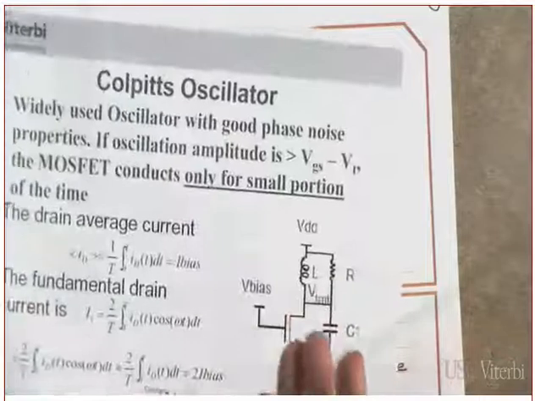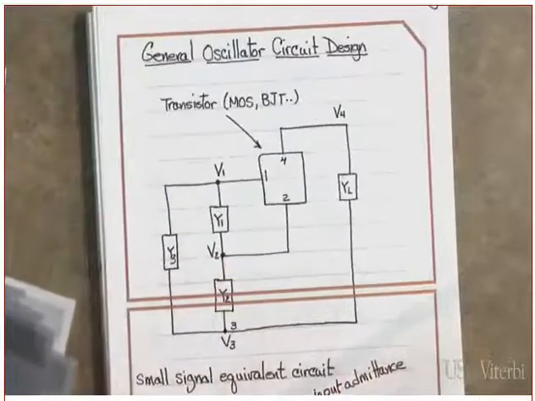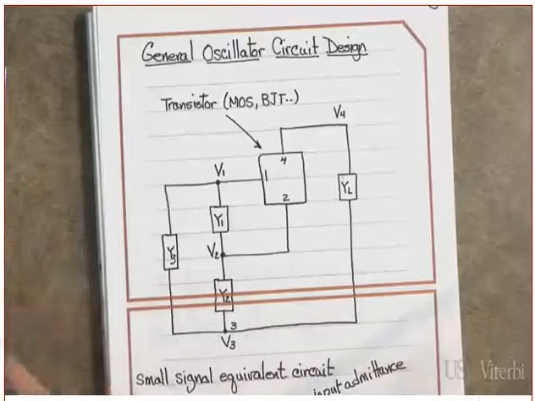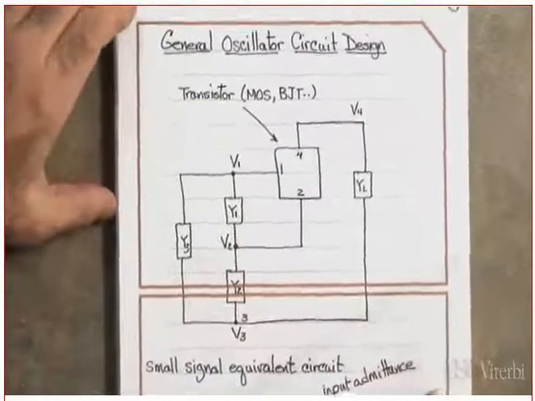So before we get into specific oscillators, let's understand the general design. Do you follow me or not? The general design, and then we can choose the components accordingly. Clear? Okay. So now, what do I have?